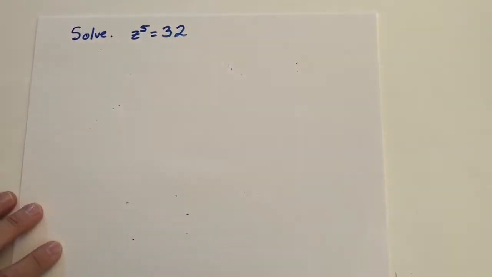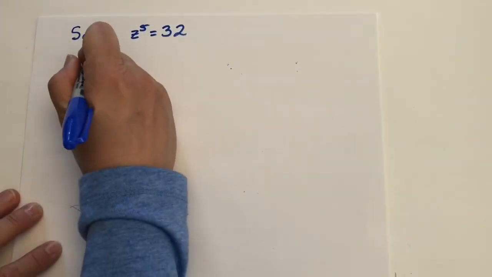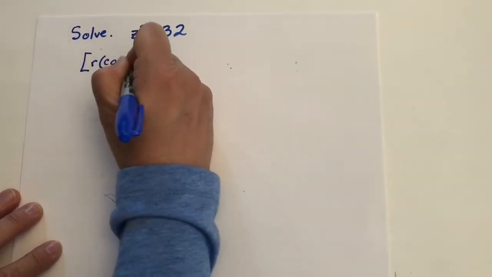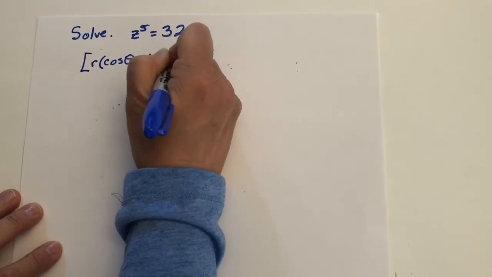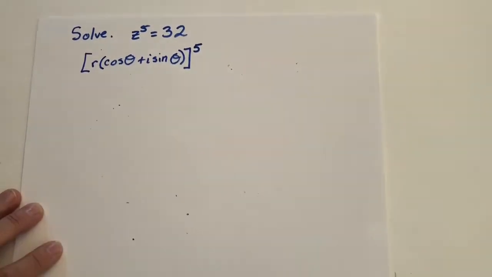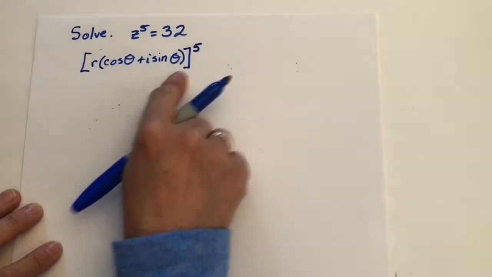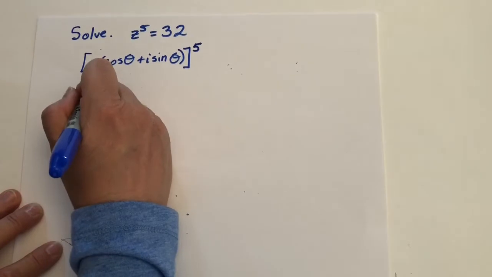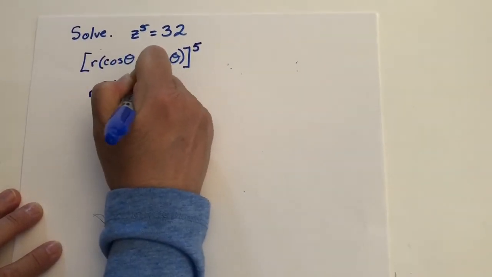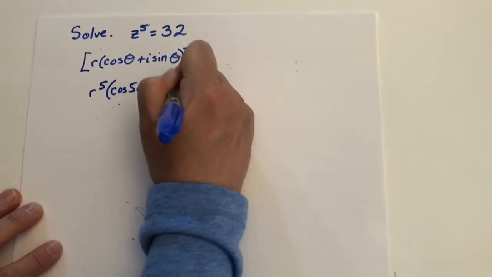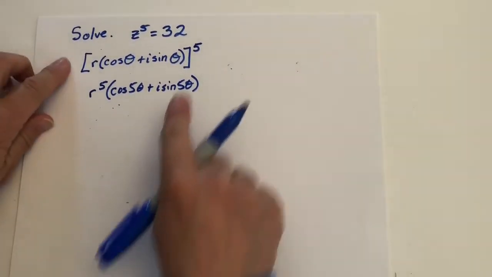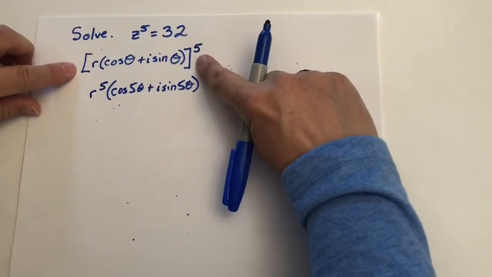Remember, de Moivre's theorem says that if we had a number in the form r cosine theta plus i sine theta raised to a power, in this case the 5th power, that would equal r to the 5th times cosine 5 theta plus i sine 5 theta. De Moivre's theorem tells us that. Now in this particular problem, this is our z to the 5th.